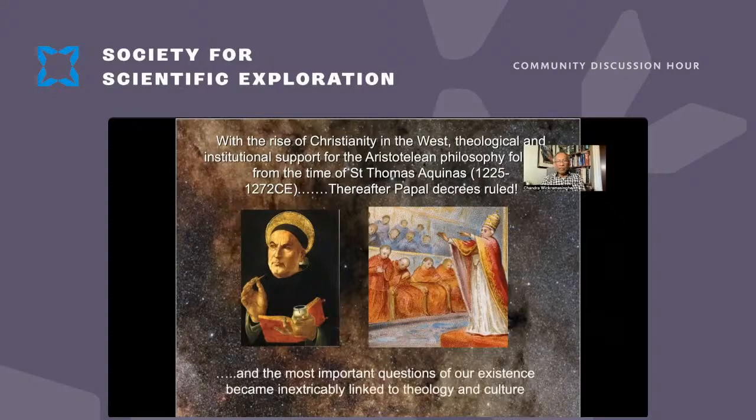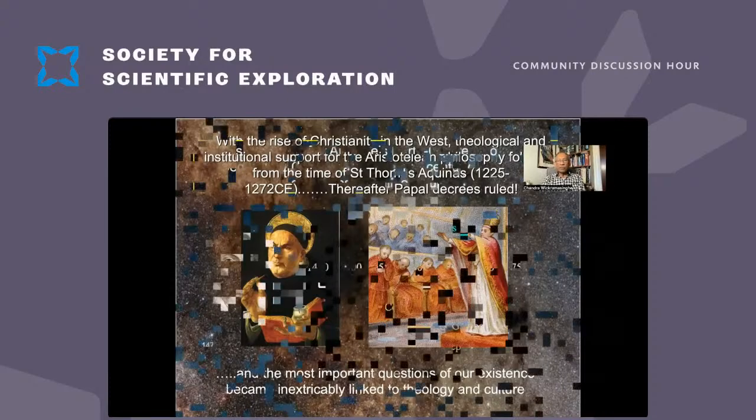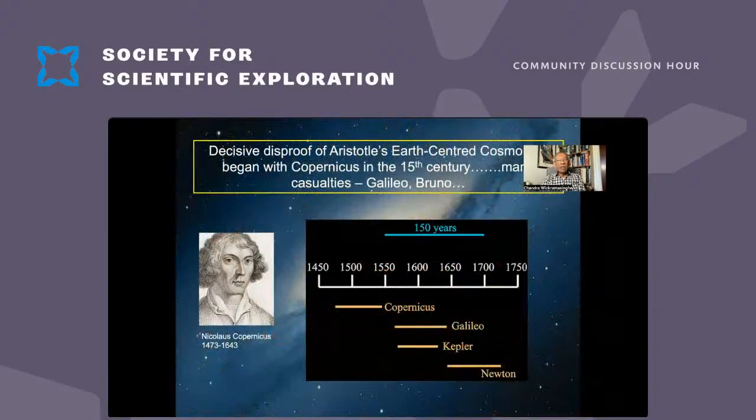And most important questions thereafter, concerning our existence and so on, became inextricably linked with theology and culture. So that's the story. And I think we all know that the attempt to dismantle Aristotle started in the beginning of the 15th century of the Common Era, began with Copernicus, and Galileo and Copernicus challenged the idea that the Earth was at the center of the solar system, center of the universe.